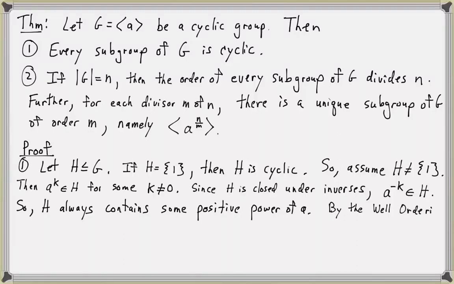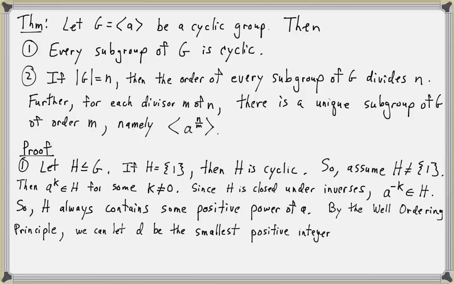So by the well-ordering principle, which states that every non-empty subset of the natural numbers contains a least element, we can let d be the smallest positive integer such that a to the power d is in H. Then we claim that a to the power d generates H. So the cyclic group generated by a to the d equals H. So let's prove this claim.